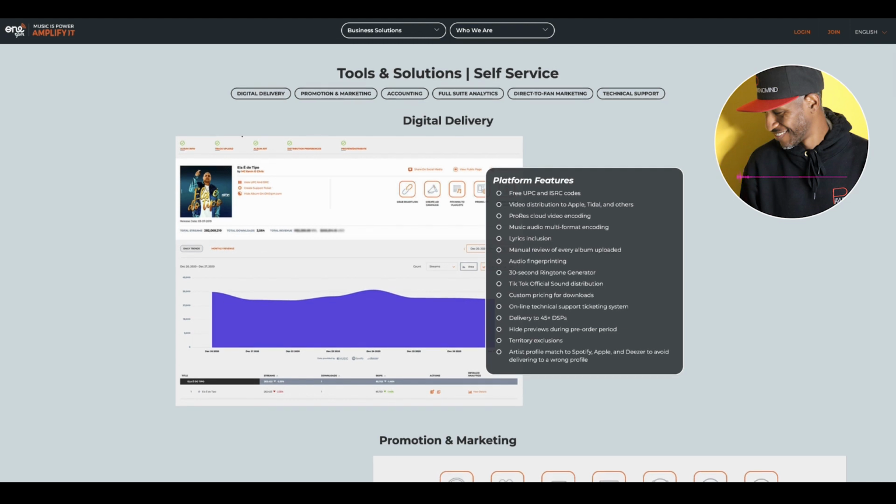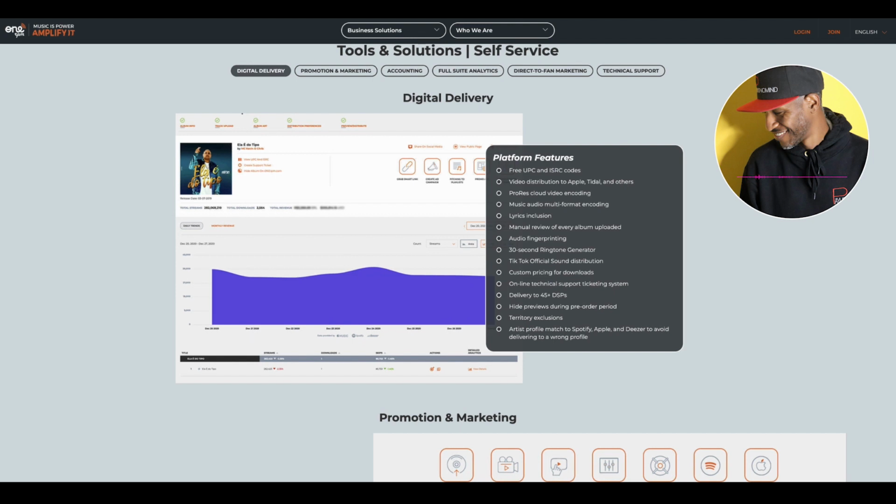So they got digital delivery, and they tell you free UPC and ISRC codes, video distribution to Apple, Tidal, and others. So that's one thing that's appealing, video distribution. And video distribution is free. Again, initially, they're not charging you anything up front for video distribution, but they do take 50% of the revenue that is generated from your videos in exchange for distributing your music videos for free. So it's 50% of the revenue that they take.